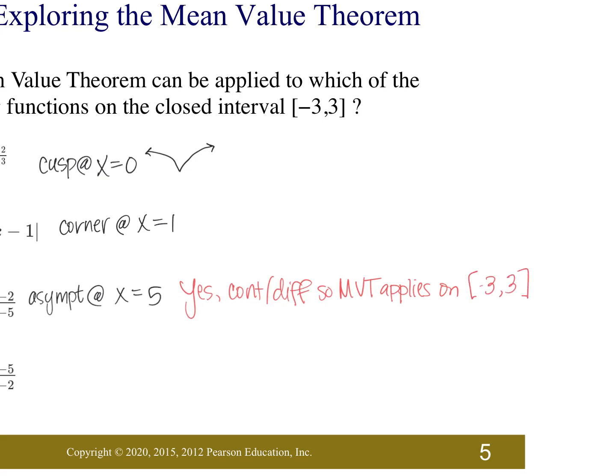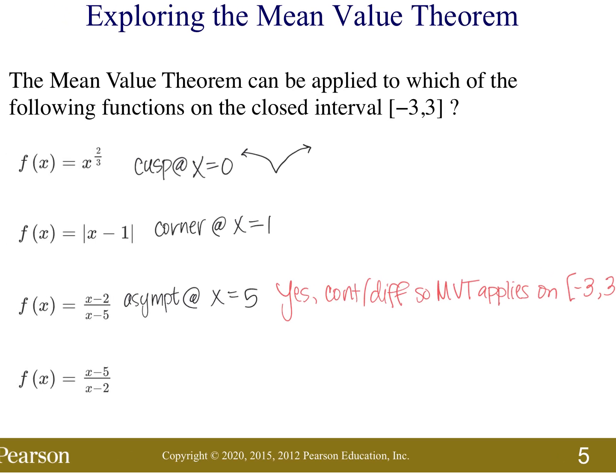Now, if this had been -3 to 6, then the MVT would not apply because the interval would contain the discontinuity. Okay, how about the last one? Asymptote at 2, what does that mean? It's discontinuous. So does the MVT apply? Not on that one, okay, because the discontinuity happens within the interval. So that could be like a multiple choice problem. Choose the one that it does apply, or choose the one that it does not apply.